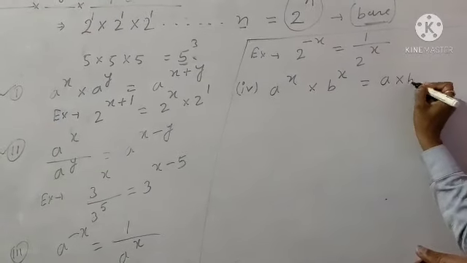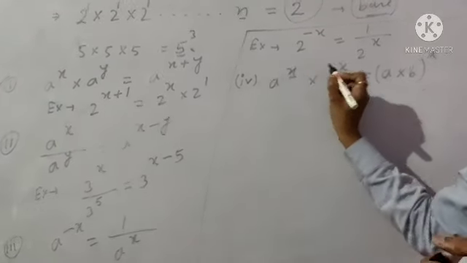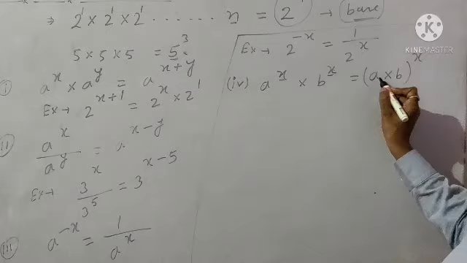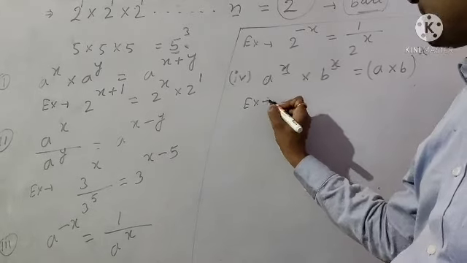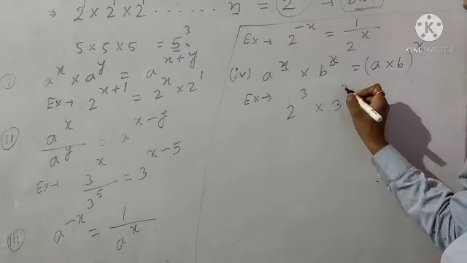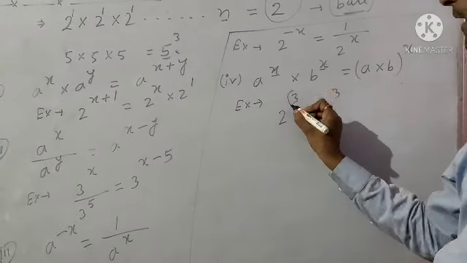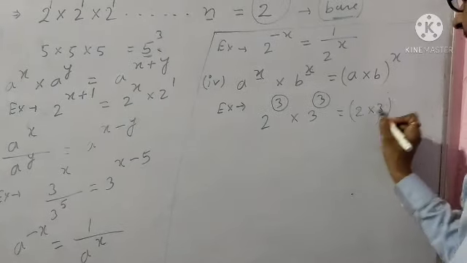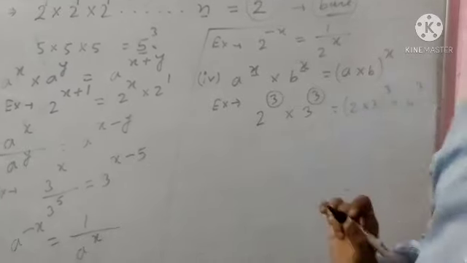Here a into b, the whole power is x. That means the power is common, so take the value of x and the two values will be multiplied automatically. So we can write a into b to the power x. For example, 2 to the power 3 into 3 to the power 3. Look here, the powers are equal, so we can write 2 into 3, the whole power is 3, so 6 to the power 3. This is your final answer.